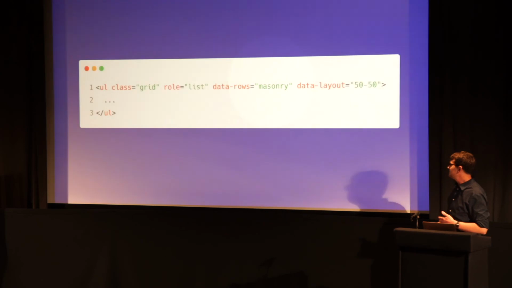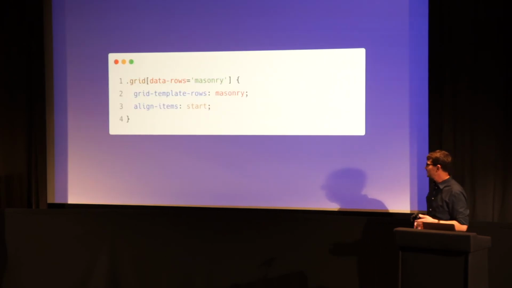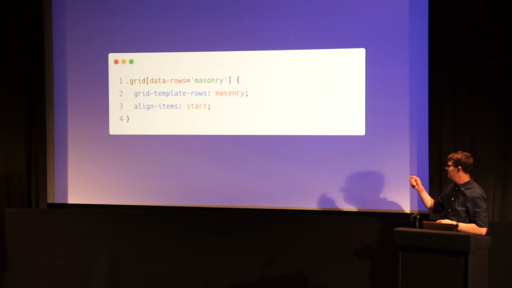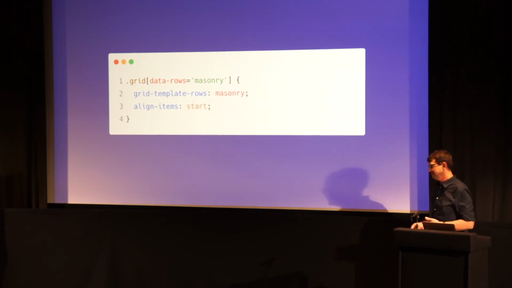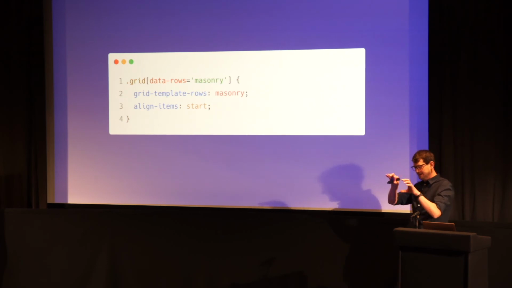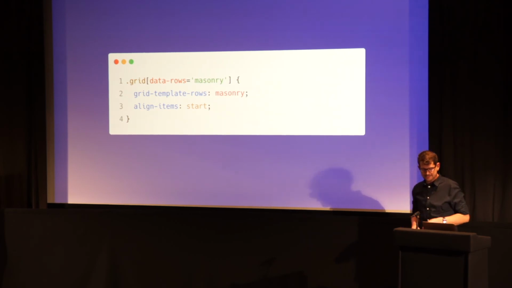Data rows equals Masonry. We're going to go back into our grid composition. We're going to do one. I've got a fly buzzing around me. We've got data rows equals Masonry selector in there. And all it takes to do Masonry is one line, grid template rows Masonry. And what that'll do is the browser will pack the content like blockwork on the page.